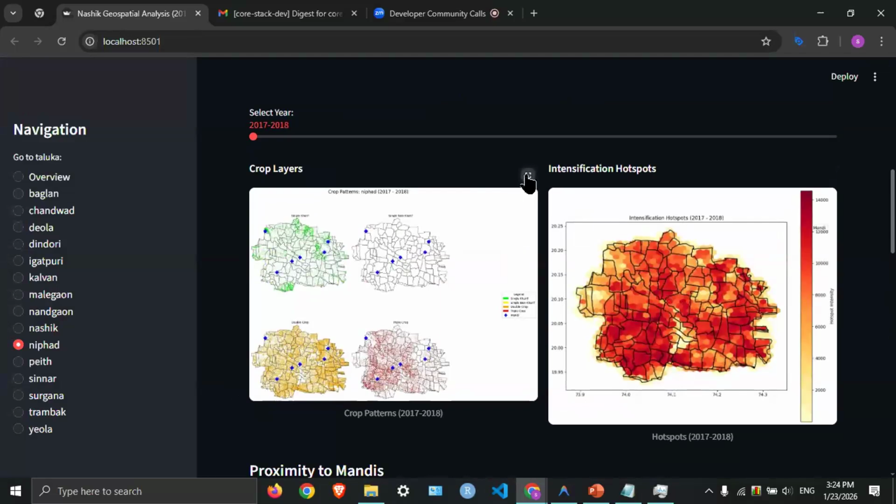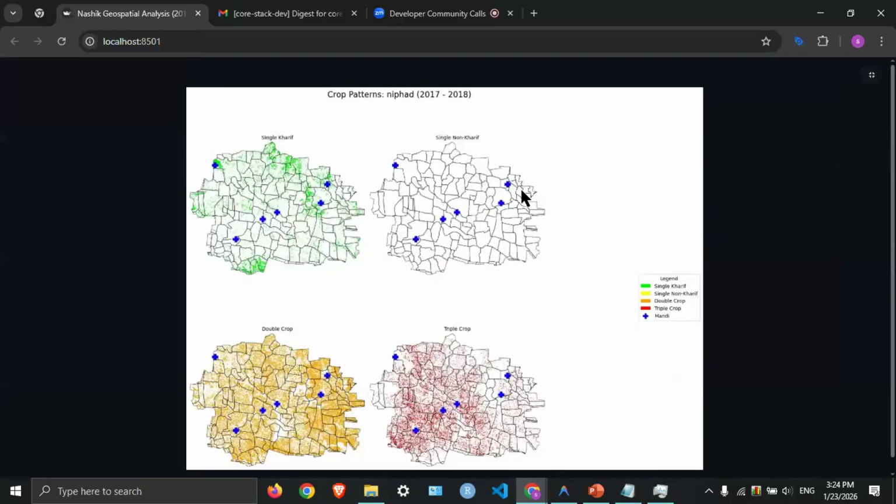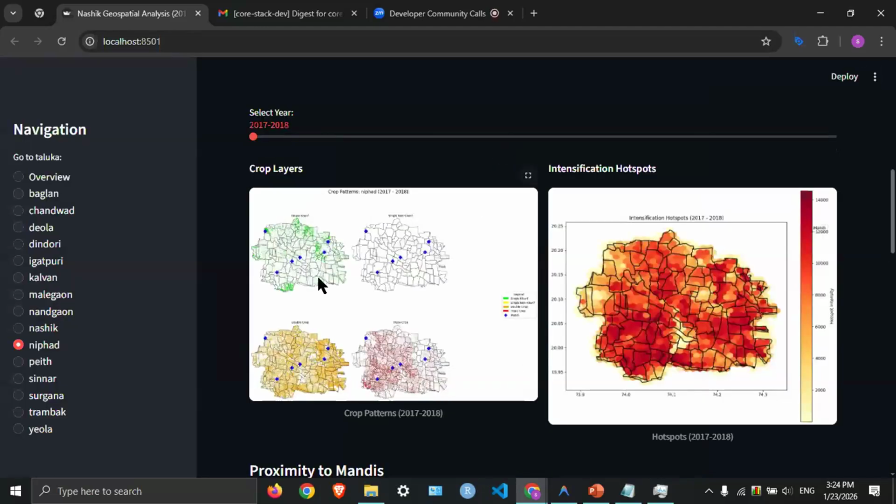And the entire tahsil does not represent only one pattern over a period of time, it represents a mixed pattern, but they did not produce any single non-kharif crops over a period of time. So mostly it is distributed between single, double, and triple crops.